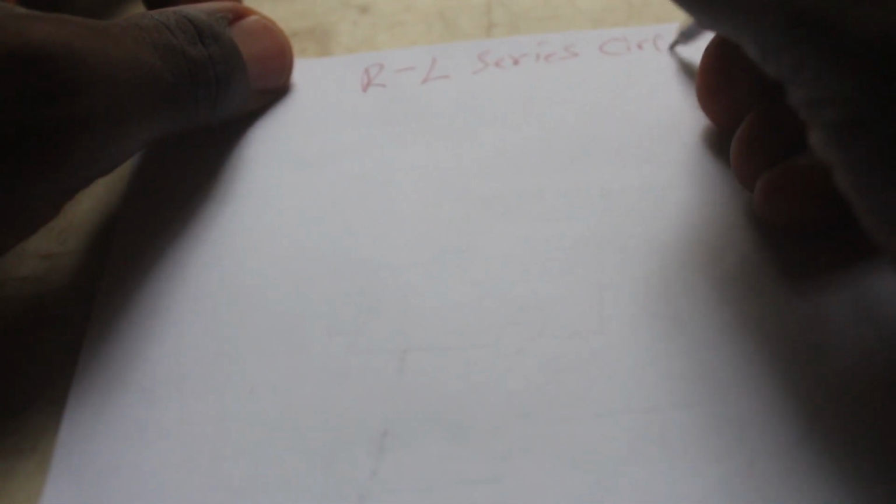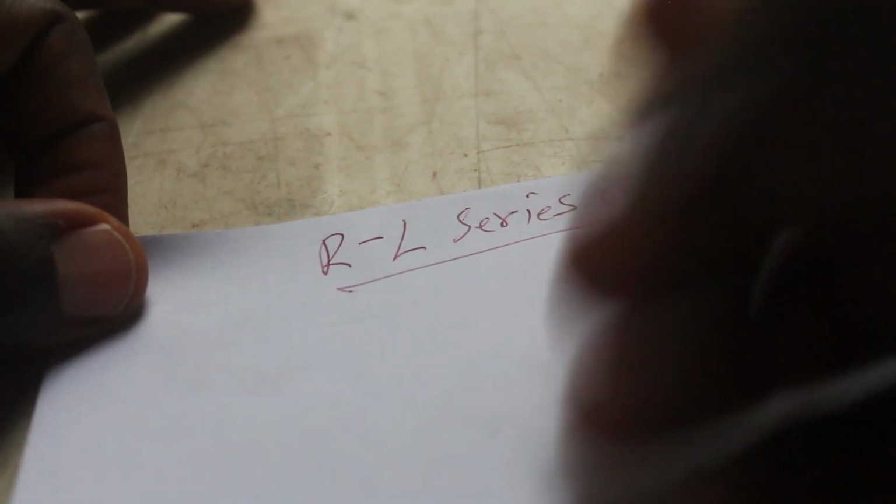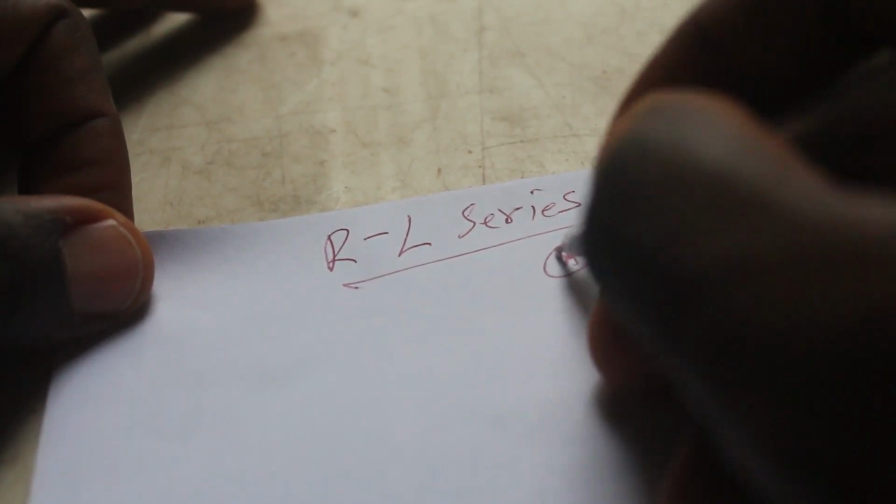So let's talk about an AC circuit containing just two components. In this case, we're going to consider a circuit that contains a resistor and an inductor. So we say RL series circuit.